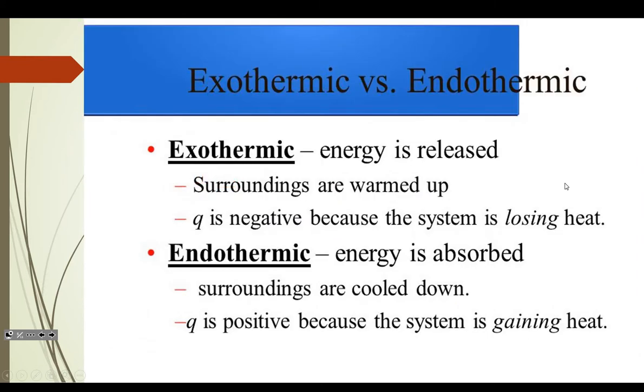All right, so this is the endothermic and exothermic. Exothermic: energy is released, surroundings are warmed up, Q is negative because the system is losing heat. So that was down at the bottom. And endothermic is energy absorbed, surroundings are cooled down. Q is positive because the system is gaining heat.